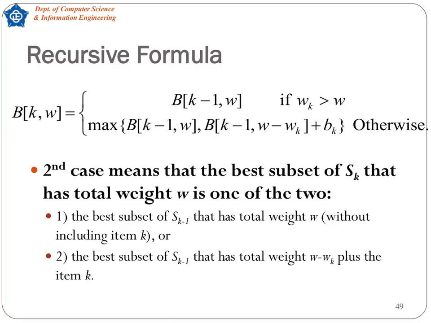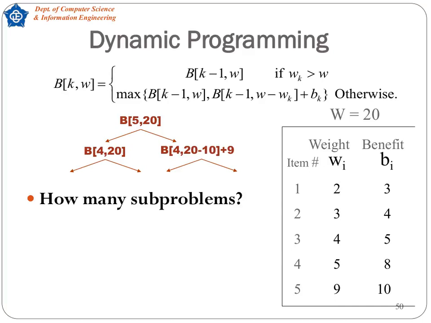In other words, the best subset of the first K items at capacity W is either the optimal subset of the first K-1 items at W, or that same subset at W minus the weight of item K with item K added, whichever delivers the greater benefit. Now that we've nailed down the classic knapsack recurrence, let's see it in action.